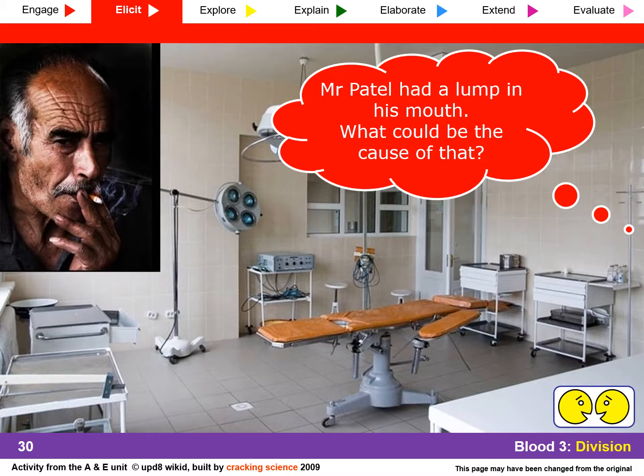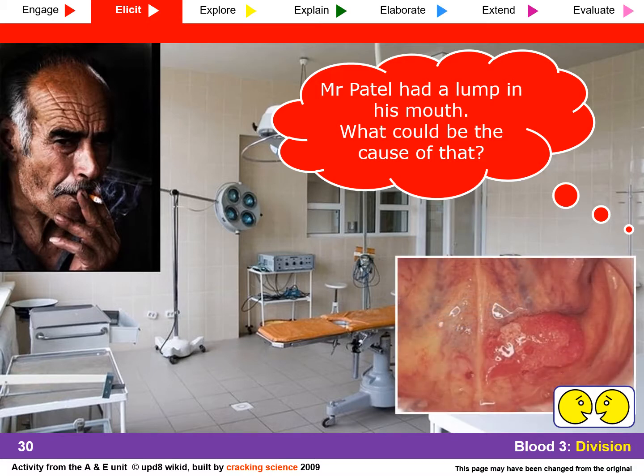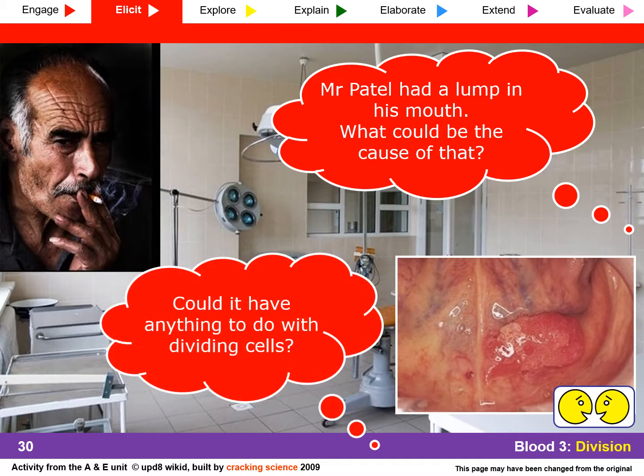So then we're worried about this lump in Mr. Patel's mouth, about whether or not it could be cancerous or maybe it could be caused by something else. Could it be possible that his cells are dividing too much, so that it might be a tumor that is growing in his mouth, and therefore he's going to have to get some treatment to get that tumor removed?